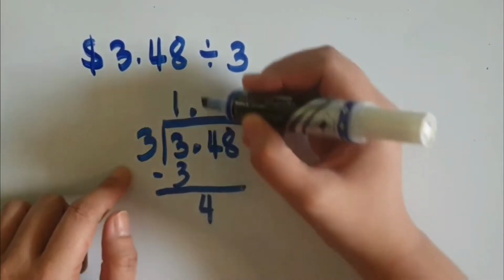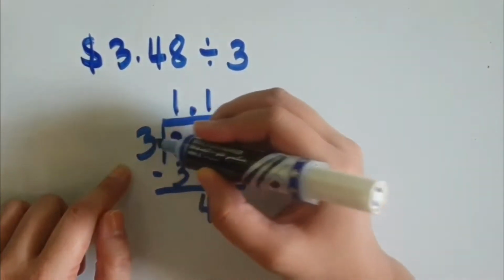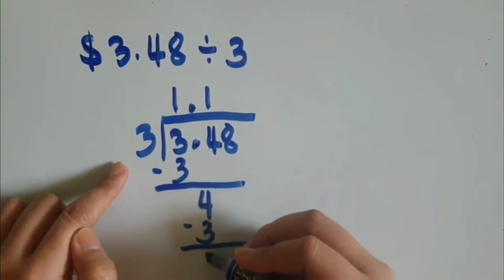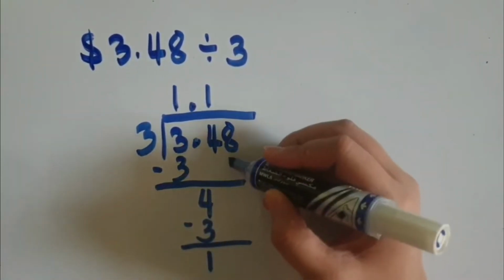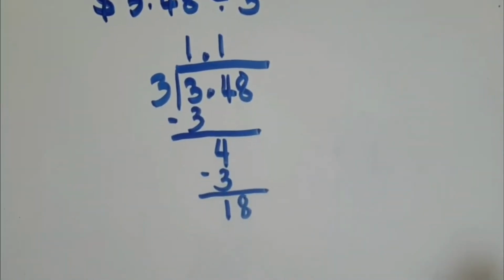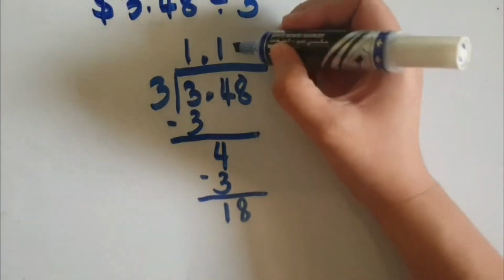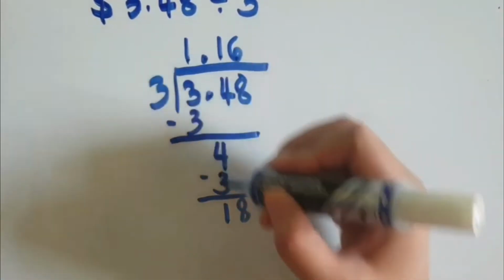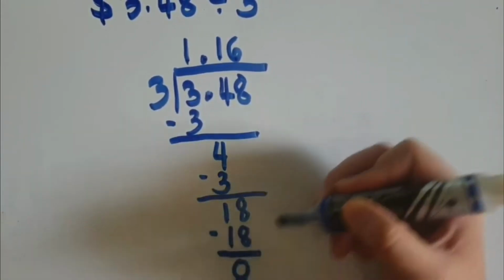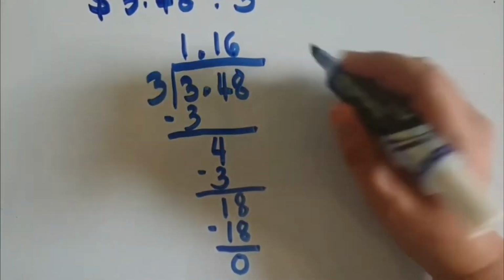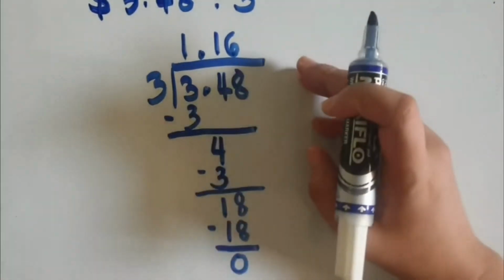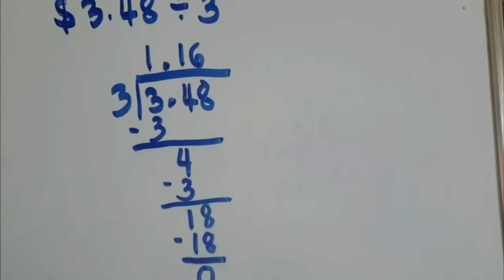4 divided by 3 is 1. 1 times 3 is 3. Subtract. 4 minus 3 is 1. Then, bring down 8. Now, we have 18. 18 divided by 3 is 6. And 6 times 3 is 18. 18 minus 18 is 0. Now, we don't have any more digit in our dividend and we don't have a remainder. So, that means our division is complete.